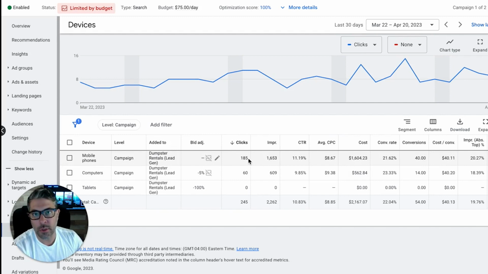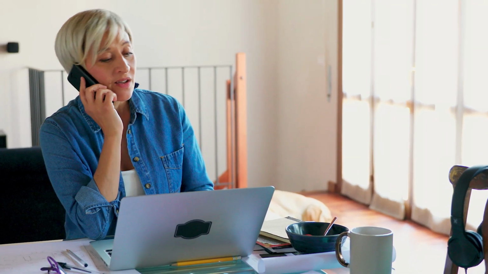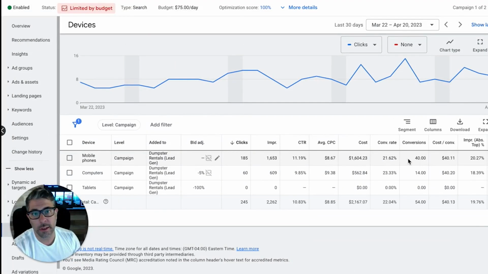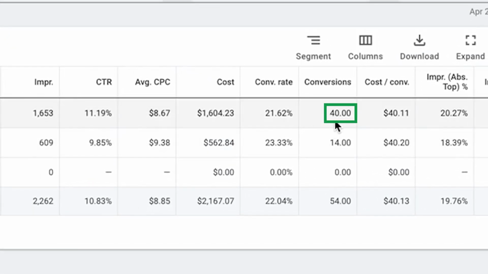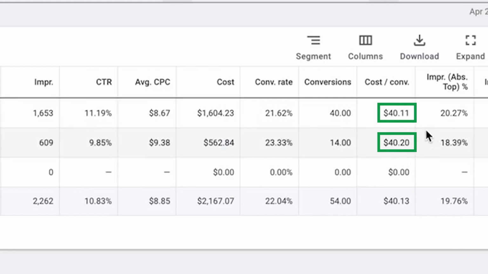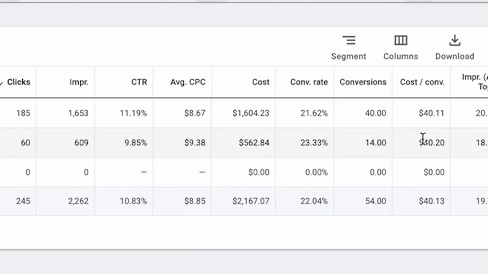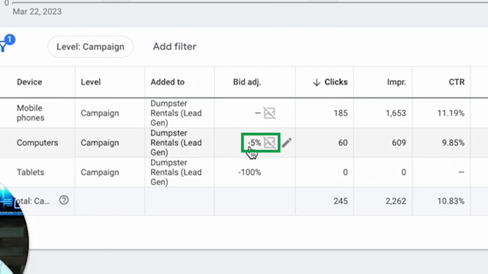They're better sales opportunities for our clients. Really, for any business, you want somebody calling in to talk to you rather than submitting a contact form and then having to chase them down, because you can't always get a hold of these people when they submit contact forms. So it looks like we got 40 leads from cell phones and we got 14 leads from computers. And that cost per lead is actually almost exactly the same, which is kind of funny. And we do have a negative bid adjustment here on computers.